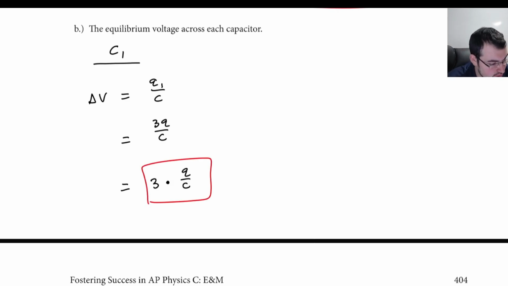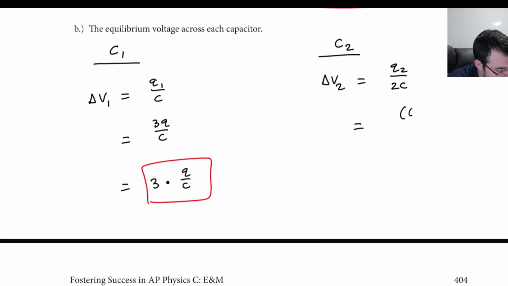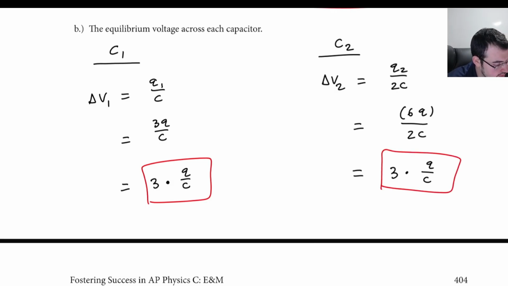And then we can also check our second capacitor. Same idea, Q over C. And of course it's going to work out, because yes, we definitely have double the charge on Q2, but we also have double the capacitance. So we see that we do get 6 divided by 2, which is 3, which is our expected result of 3 Q over C.